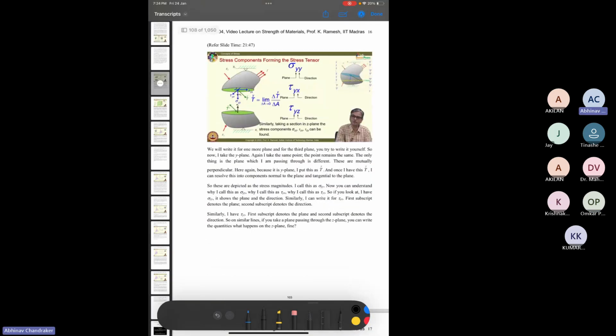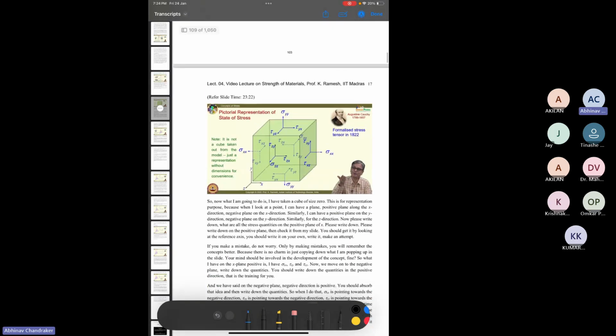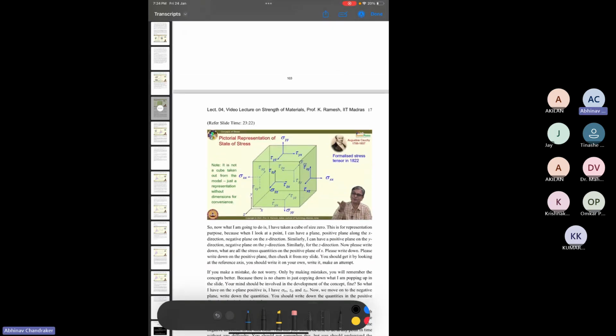Similarly, you can do it for the y plane and the z plane. Also, sir mentions in his lecture that you can have an infinite number of planes which pass through that point. But to know the stress state for that particular point, it's not necessary to know the stress vectors for all those infinite planes. Just knowing it for three orthogonal planes is enough. So these orthogonal planes can be the x plane, y plane, and the z plane.